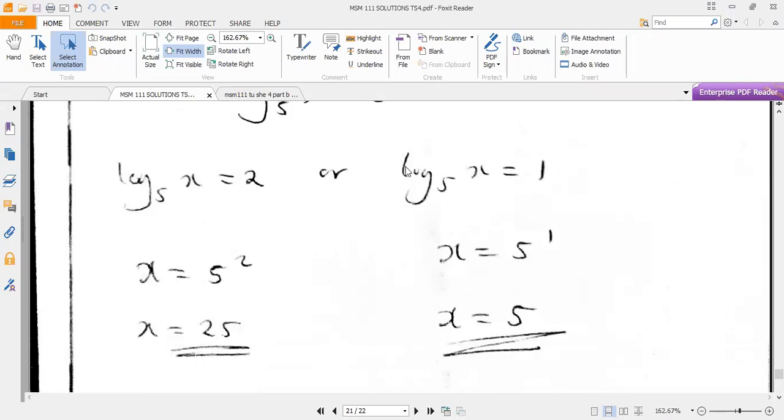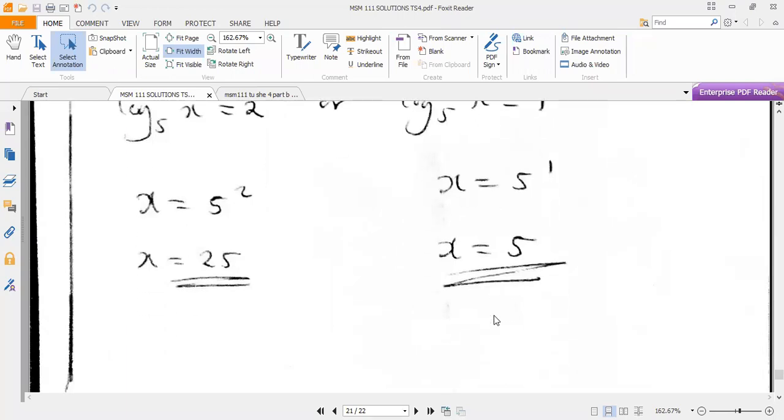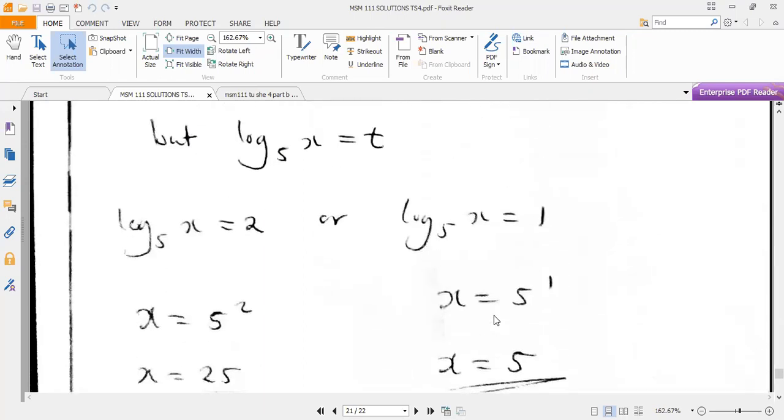Or we can say log base 5 of x is equal to 1. The 5 goes to the right-hand side, so it will be 5 to the power 1. What is 5 to the power 1? x is just 5, isn't it? So x is equal to 5. That's how you go about that question. Any questions? Are we clear on this one?